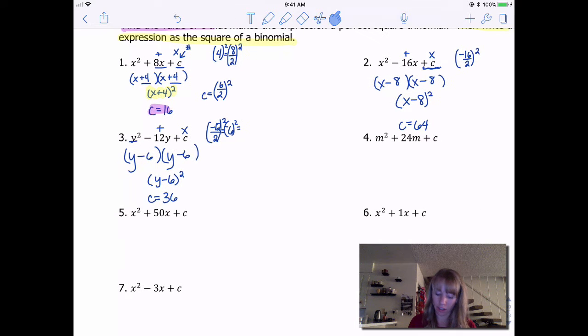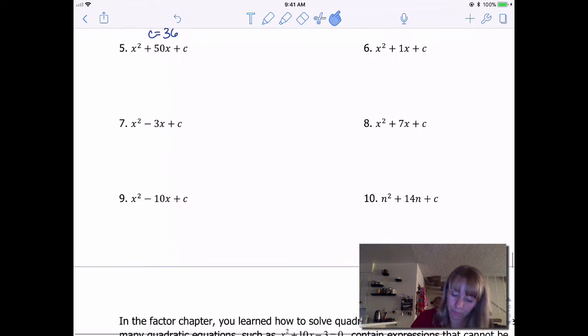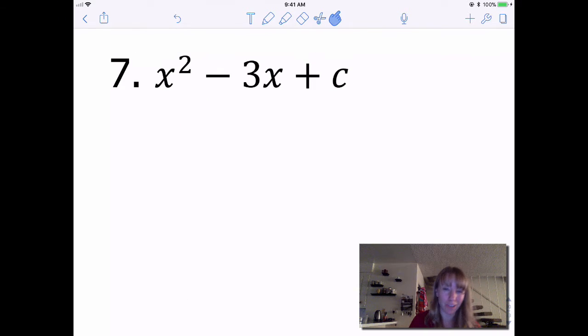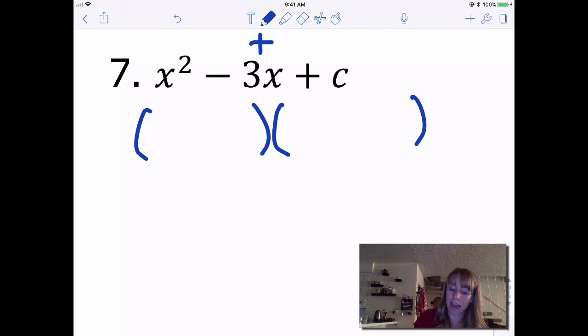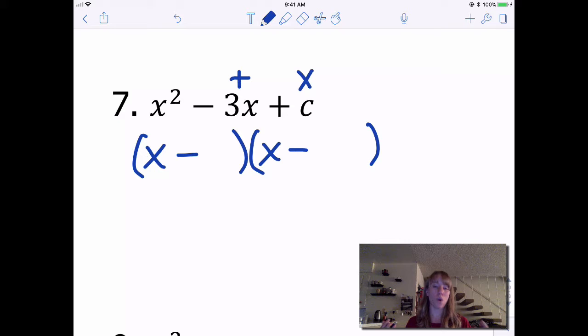The tricky thing is actually, let's look at number 7, when I don't have an even number in the middle. So if I've got to do x squared minus 3x plus c, I want it to add up to negative 3, and I want to multiply to c. I'll have an x and an x. I know I'm going to have a negative and a negative, but the question is, what am I going to do with that negative 3?